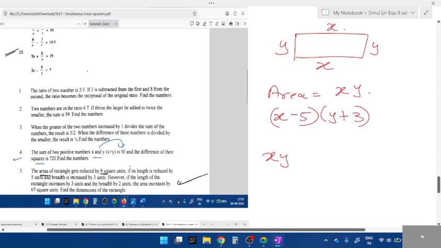Fine. So I'll write the area of a rectangle gets reduced. See, this is the area formula. Area gets reduced.